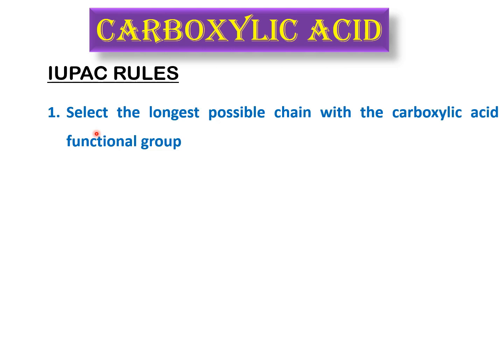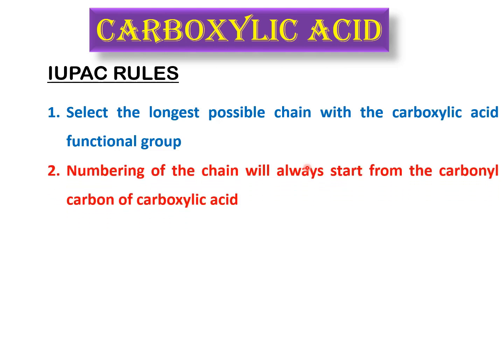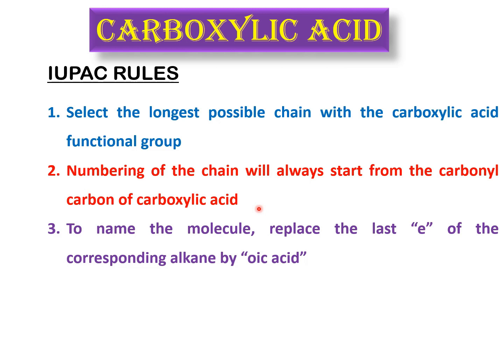So the first rule, of course, is to select the longest possible chain with the carboxylic acid functional group. The numbering in this case will always start from the carbonyl carbon of the carboxylic acid, because you have a hydroxyl group on one side of this carbonyl carbon. So it will always be carbon number 1, or it will always be present at one end of the carbon chain. So that carbonyl carbon of this functional group will be your carbon number 1, and because it has higher priority in terms of nomenclature, the numbering will always start from the carboxylic acid functional group.